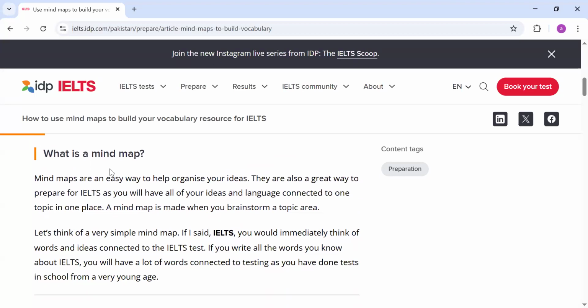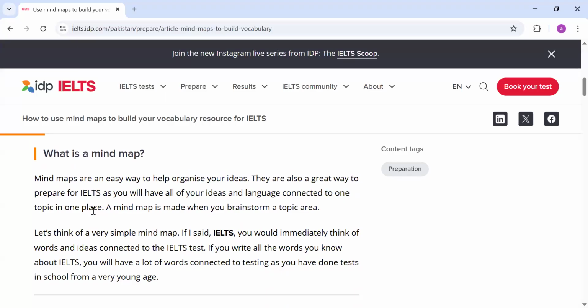So let's move to the mind map quickly. Mind maps are an easy way to help organize your ideas. They are also a great way to prepare for IELTS, as you will have all of your ideas and language connected to one topic in one place. So if you are making 1,000 words in your sheet and you want to get relevant, and you put all the words randomly.